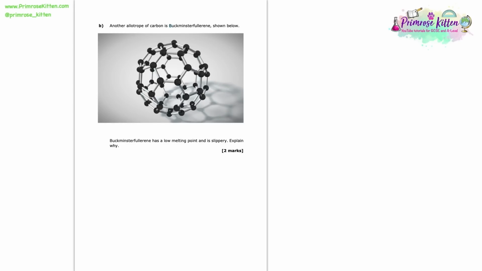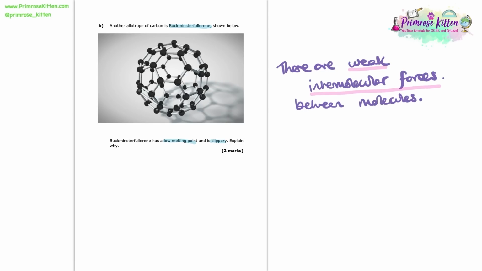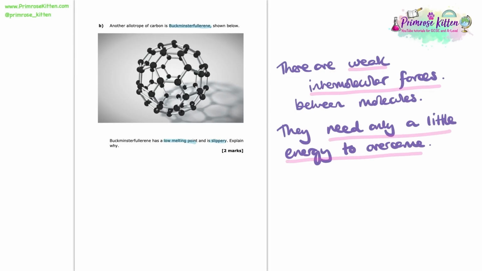Another allotrope of carbon is Buckminster fullerene, shown below. Buckminster fullerene has a low melting point and is slippery. Here we're asked to explain why. Well, firstly, it's important that we remember that Buckminster fullerene is a molecule, and therefore we're going to have weak intermolecular forces between these molecules. Because they're so weak, it only takes a little bit of energy to overcome them. And that's where we end up having this low melting point and this slippery substance. That will be how we get our 2 marks.